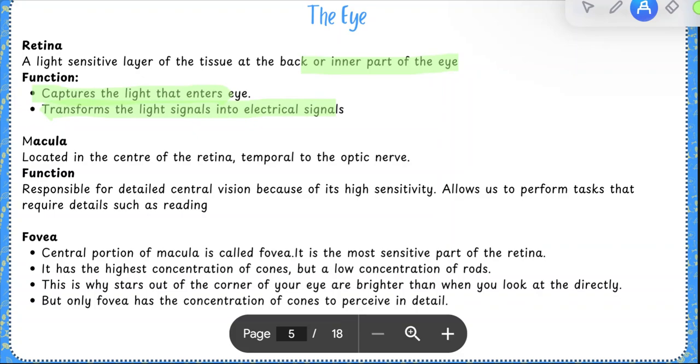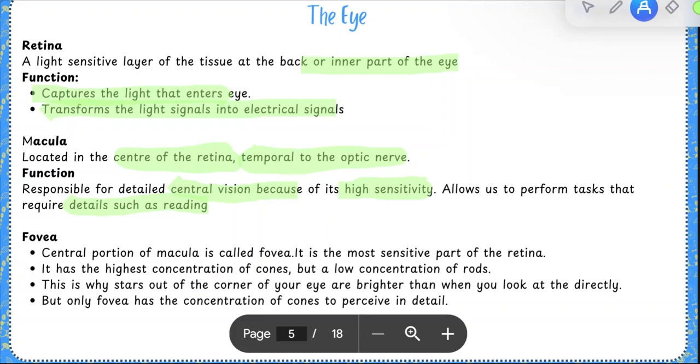Then you have the macula, जो कि center of the retina में located है and is temporally placed to the optic nerve. इसका फंक्शन क्या होता है? आपका जो सेंट्रल विजन की डिटेल होती है वो प्रोवाइड करता है आपका मैक्यूला बिकॉज इट इज़ अ हाईली सेंसिटिव लेयर ऑफ द रेटिना एंड इट अलाउज अस टू परफॉर्म टास्क्स दैट रिक्वायर details such as reading.